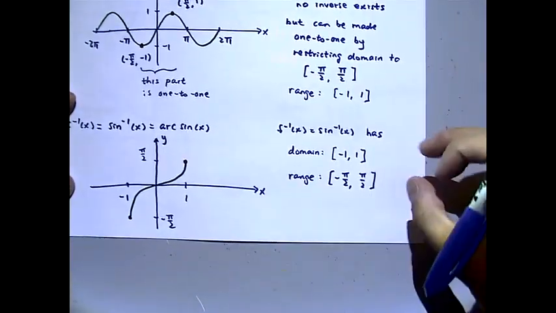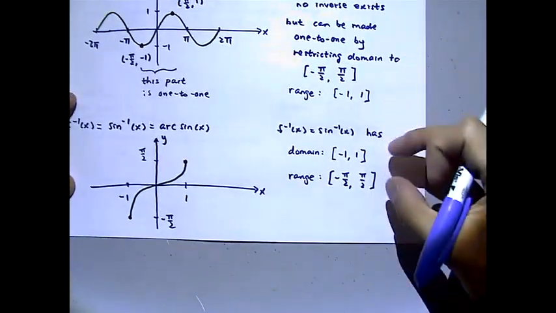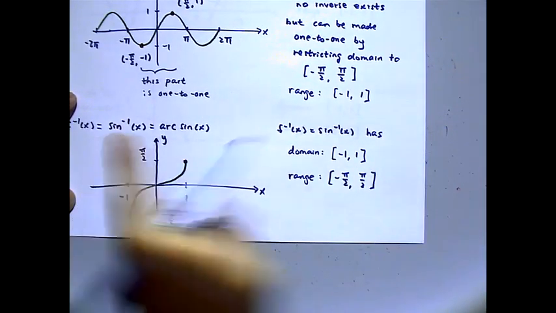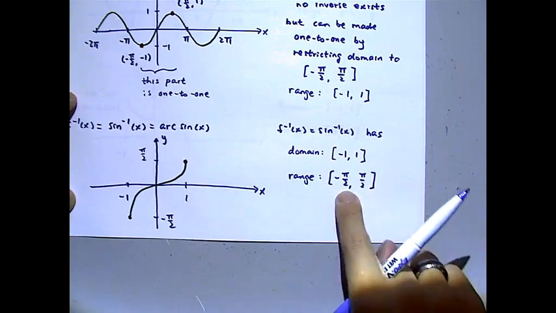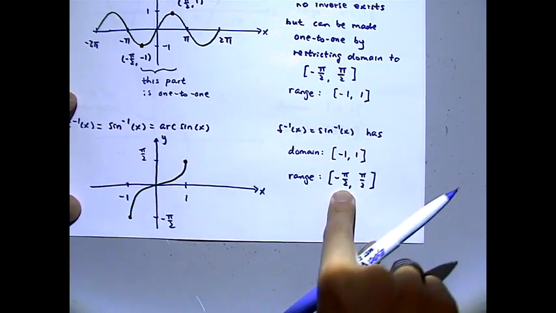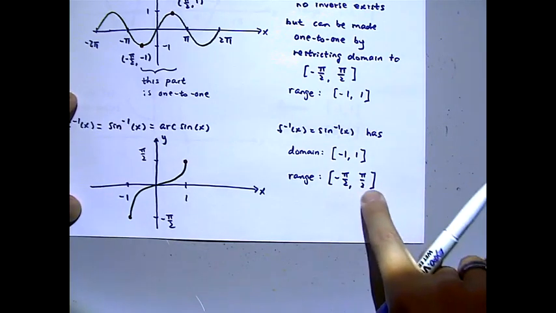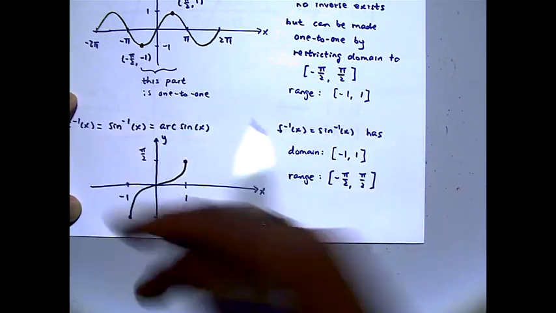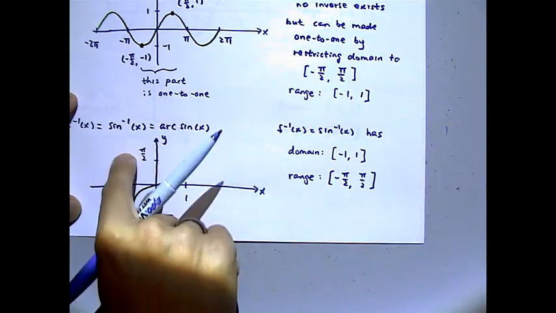Okay, so you're going to have to pay really, really close attention to the domain and range of the inverse functions. The sine has a range that's minus pi over 2, which means a fourth quadrant angle. And pi over 2, that's a first quadrant angle. Inverse sine will never return an angle that's in the second or the third quadrant. And that has some really important consequences when you work with them.